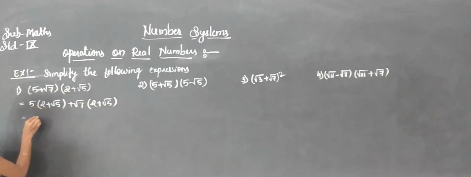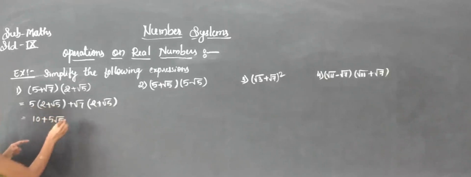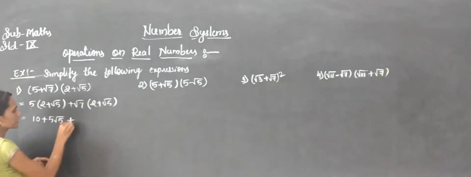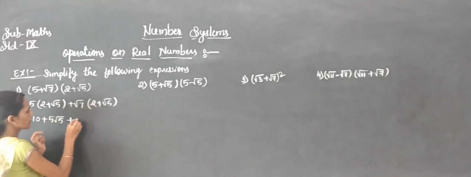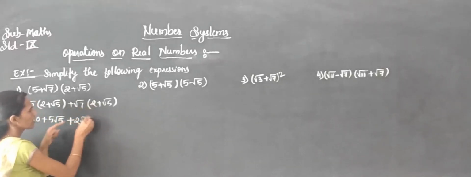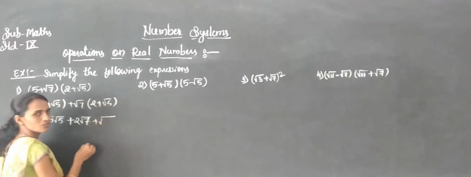So 5 times 2 is 10, plus 5 root 5, that is 5 into root 5. 5 root 5 only. Plus it is plus, here also plus, keep it. Root 7 into 2 gives 2 root 7. Root 7 into root 5, that will give us what?